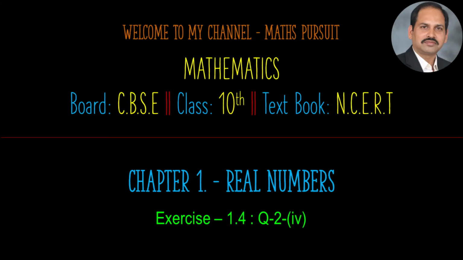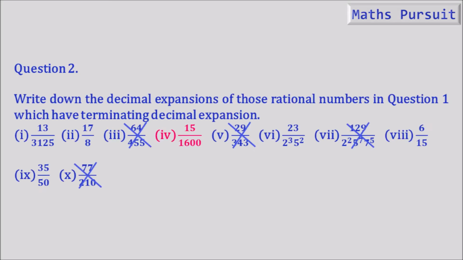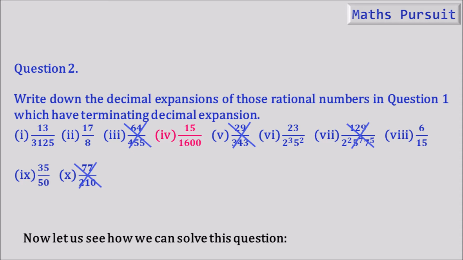Today we are going to look into question number 2, part 4 from exercise 1.4 of chapter 1 called Real Numbers. So let's see what we exactly have in question number 2, part 4. In question number 2, part 4, it is given that we need to find the decimal expansion of the terminating rational number 15 by 1600. So let's see how we can solve this question.